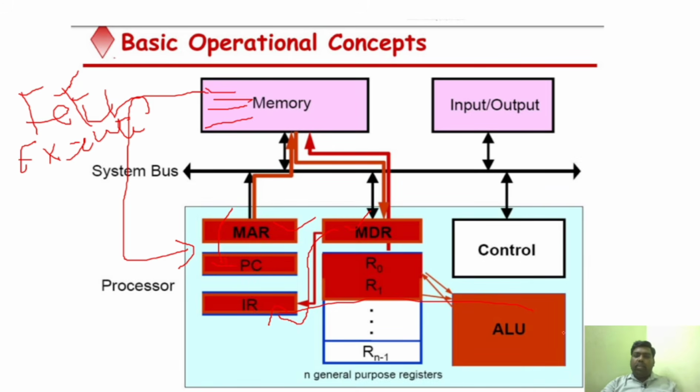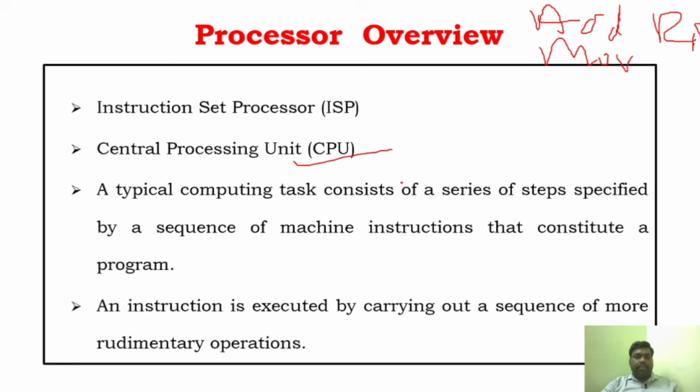Once the ALU performs the operation, it will get the result, and the result will be saved in the MDR. And the processor will do this: if it needs to send it to the IO device, it will send it to the IO device, or if it wants to store the result in the memory, it will store it. This is the basic operational concept. There is no change in this operation, okay? But we have to know how these registers and the ALU are organized in the processor, and how the exact operation is taking place. That is what we're going to see here.